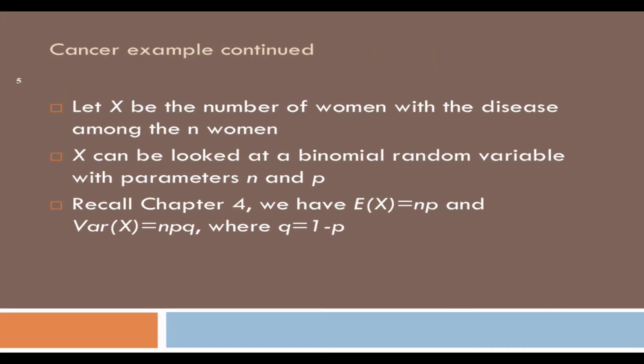So these are some facts that we have learned. X is the number of women with disease among the small n women samples that you have in total. And X has a binomial distribution with n and p. Recall from the previous lecture that the expectation of X is n times p, and the variance of X is n times p times q, where q is 1 minus p. So those are what we have learned.